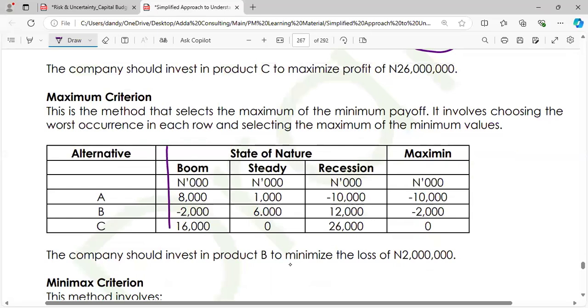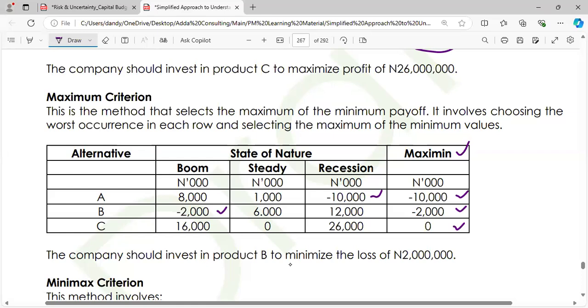So all these ones are the original payoff. All I need to do is to introduce an additional column for the maximin. So for the first alternative A, 8,000, 10,000, minus 10,000. Minus 10,000 is the lowest value. That's why I selected the minus 10,000 being the lowest. Okay. Then in the second alternative, minus 2,000, 6,000, then 12,000. Minus 2,000 is the lowest. That's why I selected that. In the alternative C, 16,000, 0, then 26,000. 0 is the lowest. That's why I selected 0.